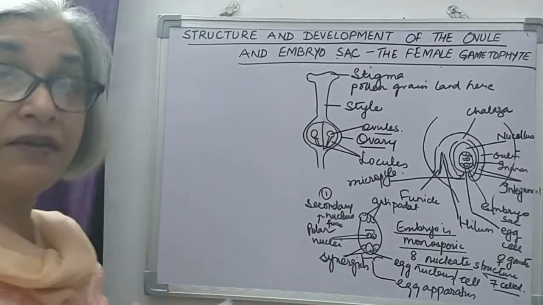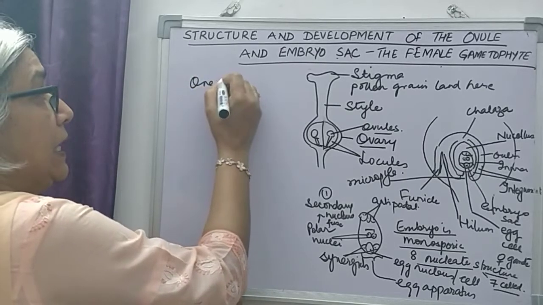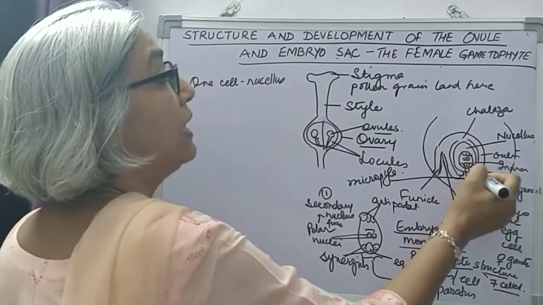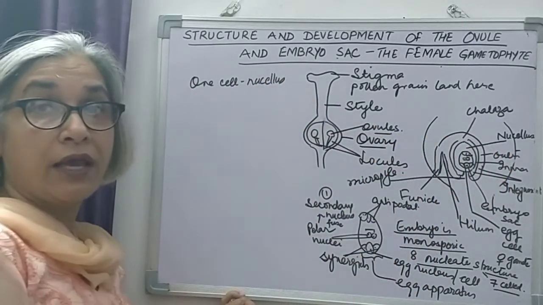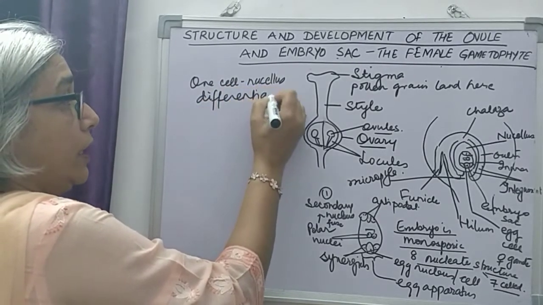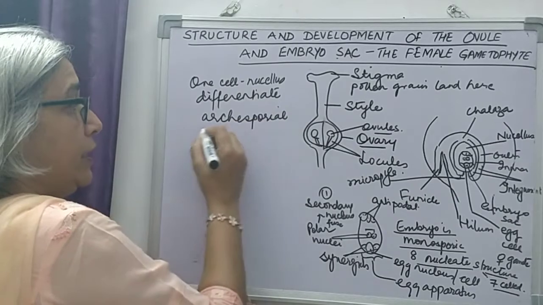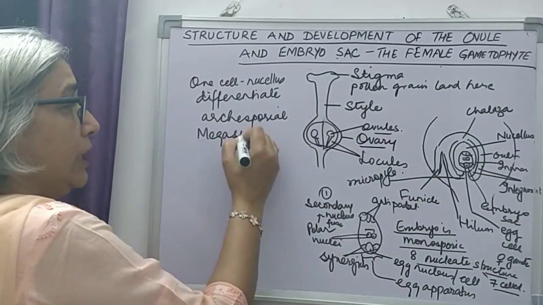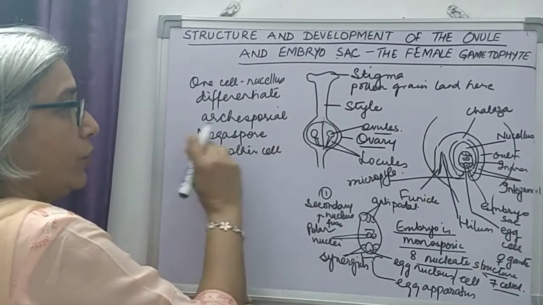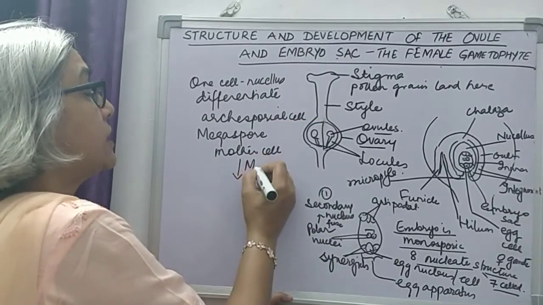And how does this develop? One cell in the nucellus, this multi-layered tissue around the embryo sac, differentiates and is called the archesporial cell. This cell is actually the megaspore mother cell, because the megaspores are going to arise from this archesporial cell by meiosis.